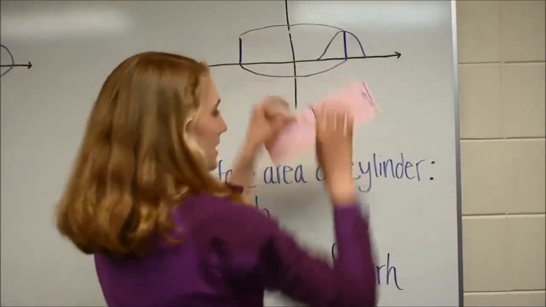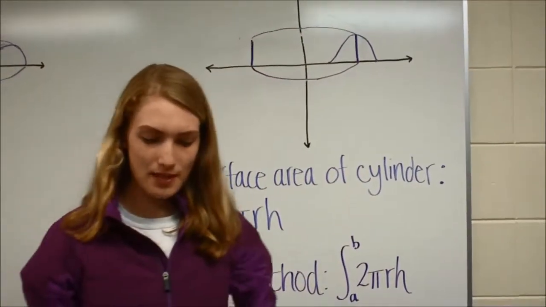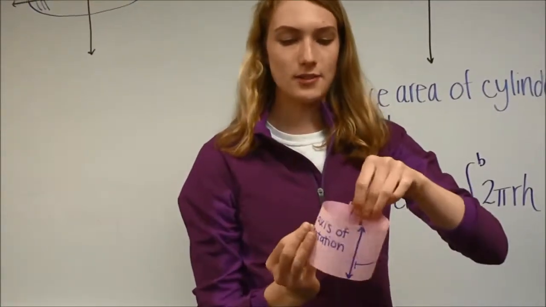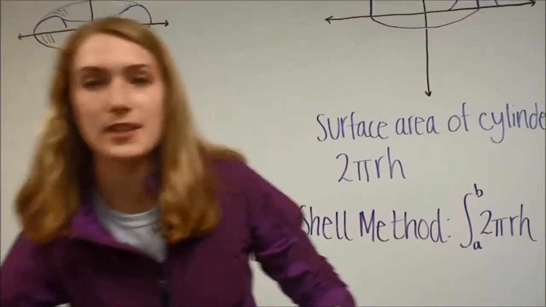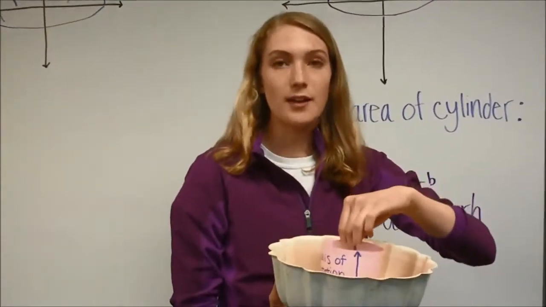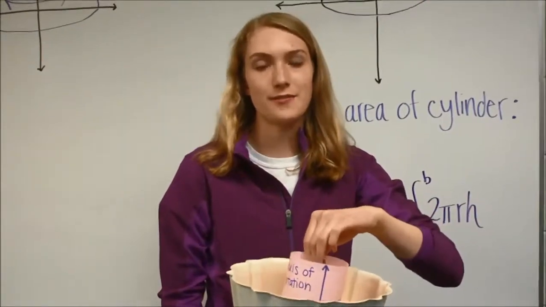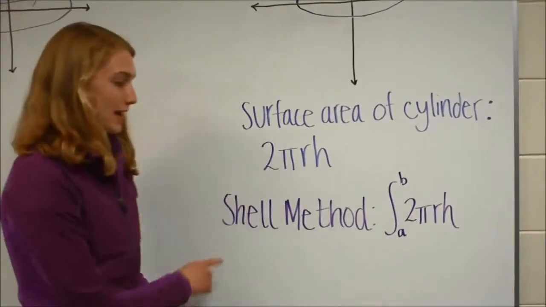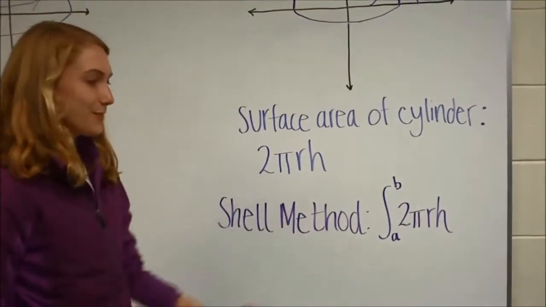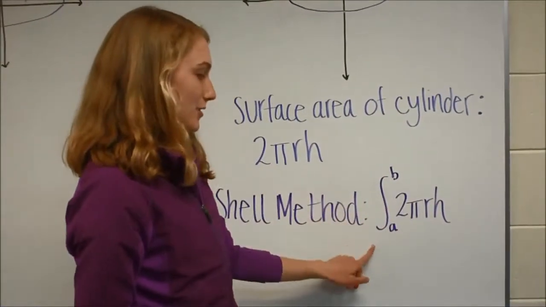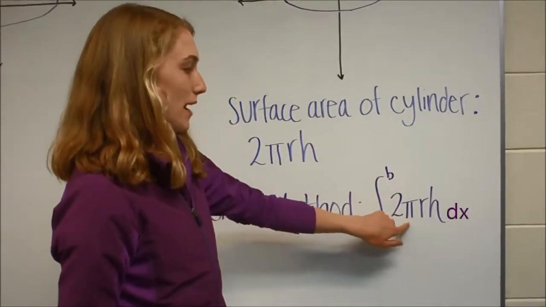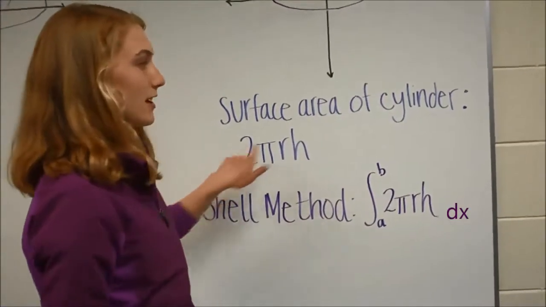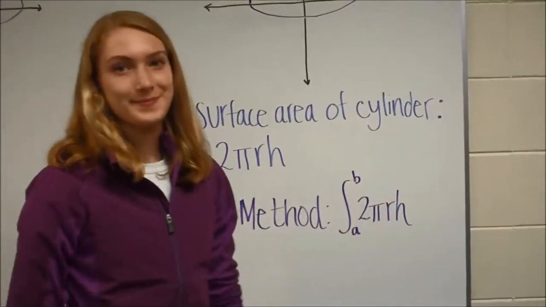That makes a cylinder, and you can see that because it curls around the axis of rotation and then fits inside of your volume, and they will stack upon each other to fill the whole volume. That is why the shell method has the formula of the integral from a to b of 2 pi rh, which is the surface area of the cylinder.